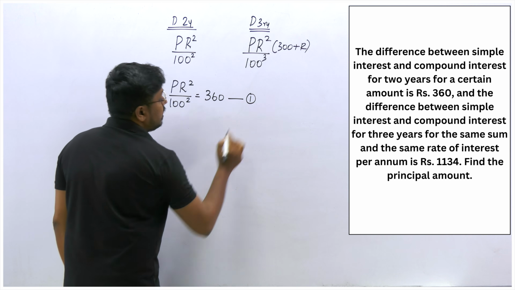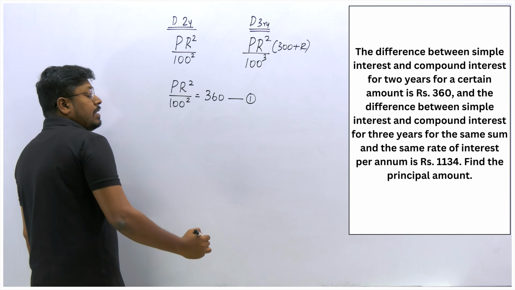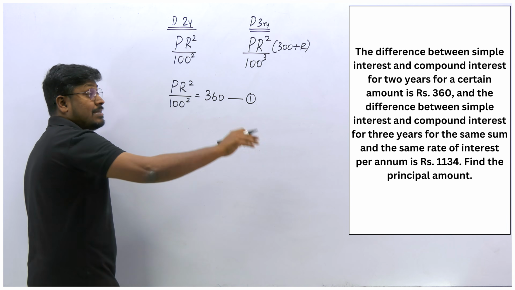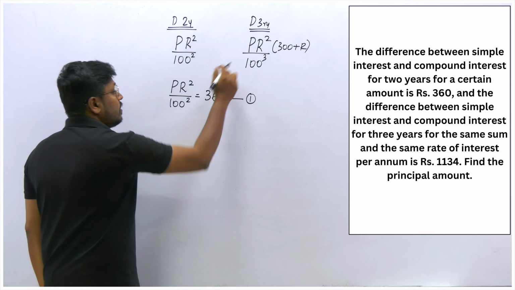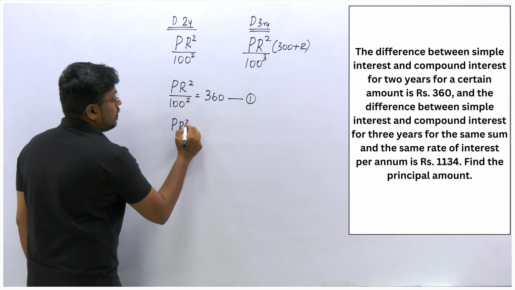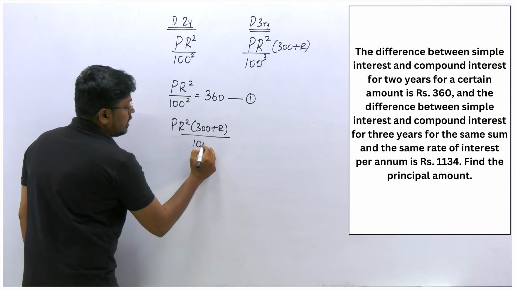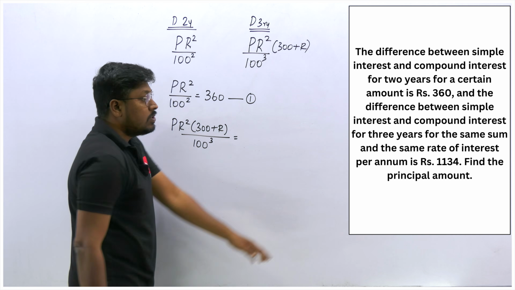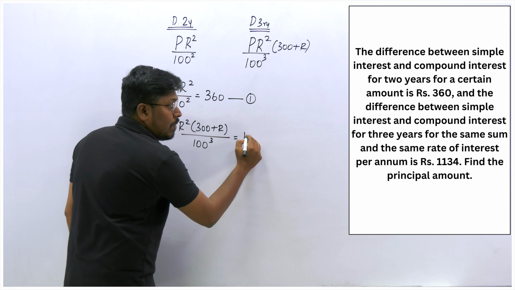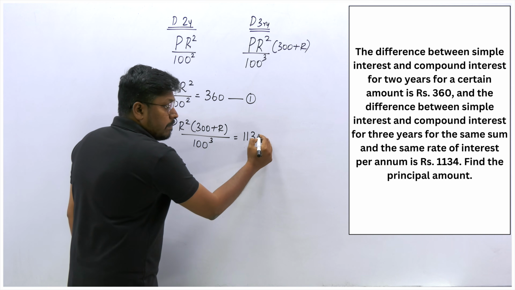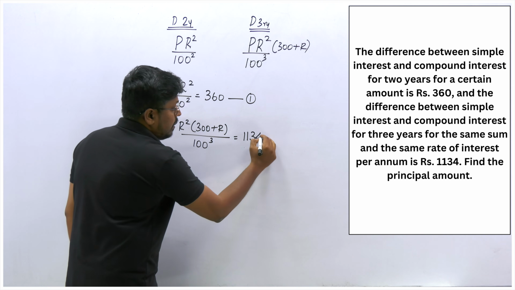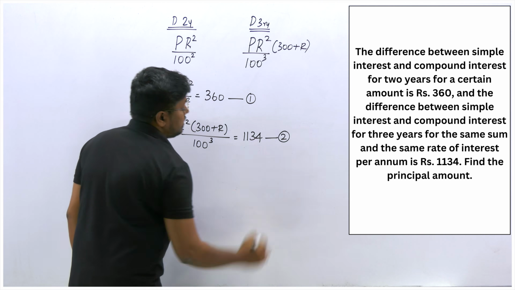Let's assume this as equation number 1. Similarly, they have given the simple interest, compound interest difference for 3 years. We know the formula for 3 years: P R square (300 plus R) divided by 100 cube is equal to the difference. For 3 years the difference given is 1134. So this will be equation number 2.